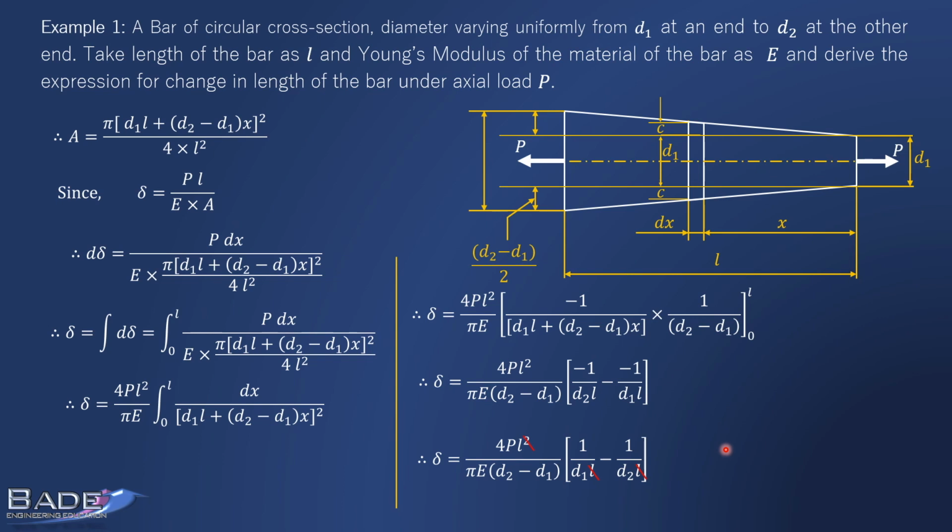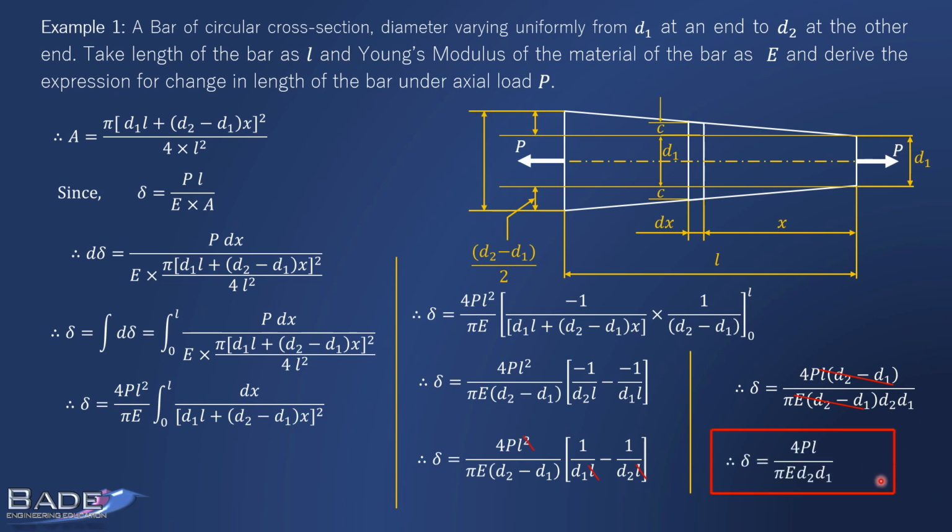Just simplify it properly. Keep a notebook and pen with you and check whether you have understood it. It is simple substitution of limits and simplifying it, and we got the answer. So in delta, (d2 minus d1) will get cancelled, and finally delta is 4PL divided by pi E into d1 d2.